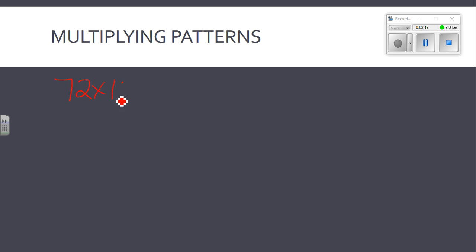72 times 10, 72 times 100, and 72 times 1,000. Again, we have 720, 7,200, and then 72,000. Okay. So I'm going to write over our numbers from before: 60, 600, 6,000, and we had 90, 900, 9,000.